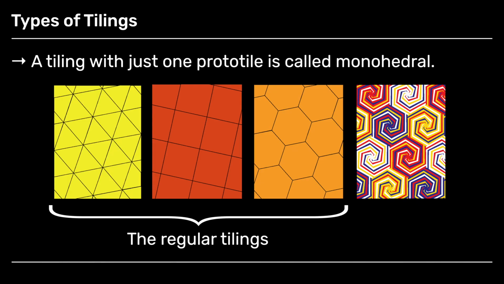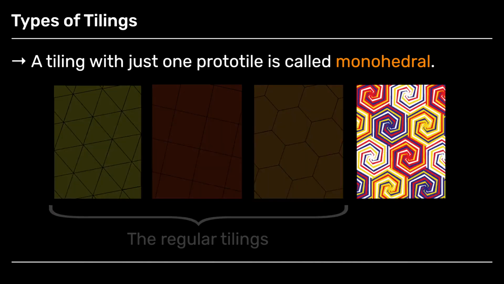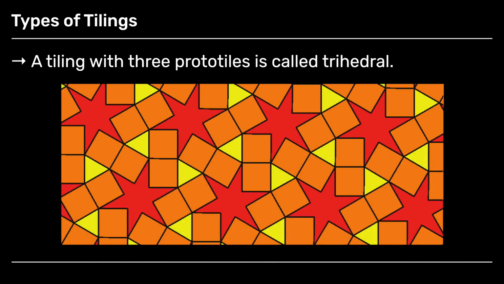If I have a tiling with just one prototile, that's called a monohedral tiling. So the regular tilings that we saw before, each of which had either an equilateral triangle or a square or a hexagon, those are all regular tilings. The same with that hexagonal spider. That's another example of a monohedral tiling. On the other hand, the tiling that we saw with the triangle, square, and the star is not a monohedral tiling. That one I would call a trihedral tiling because it has three prototiles.